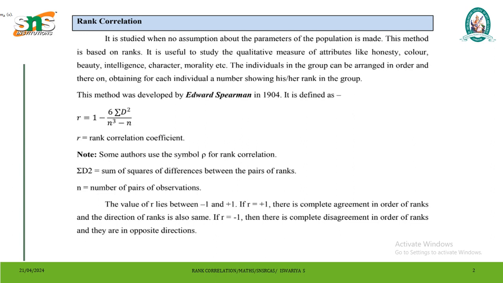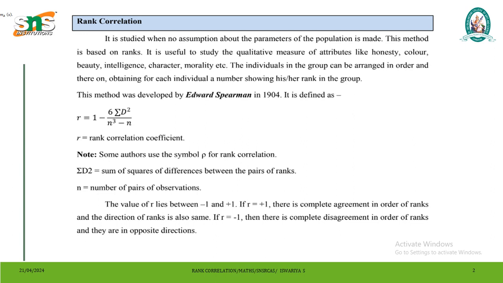This method was developed by Edward Spearman in 1904. It is defined as R = 1 - 6 Σd² / (n³ - n). Here R denotes the rank correlation coefficient, and some of them use rho for the rank correlation. Σd² represents the sum of squares of differences between the pairs of ranks, and n denotes the number of pairs of observations.